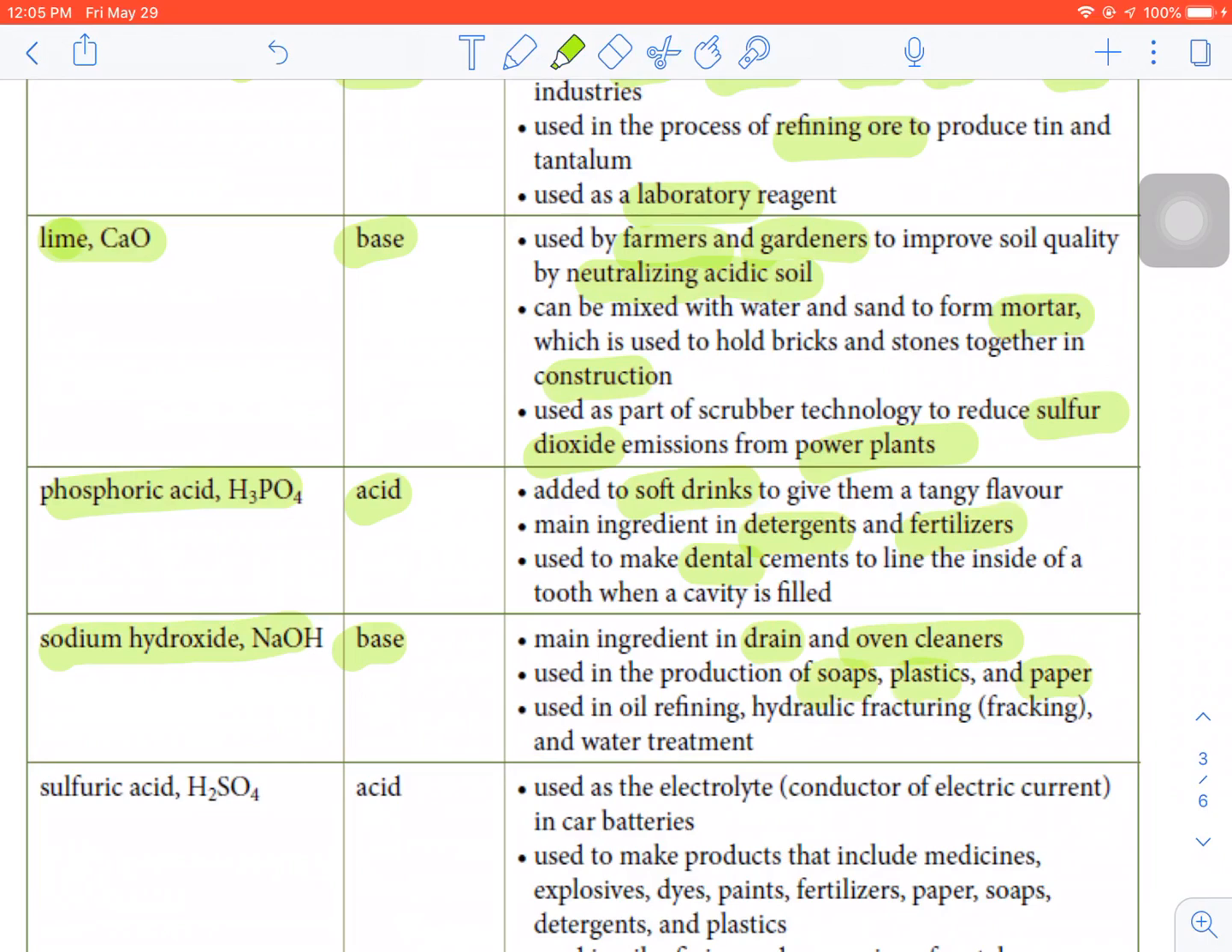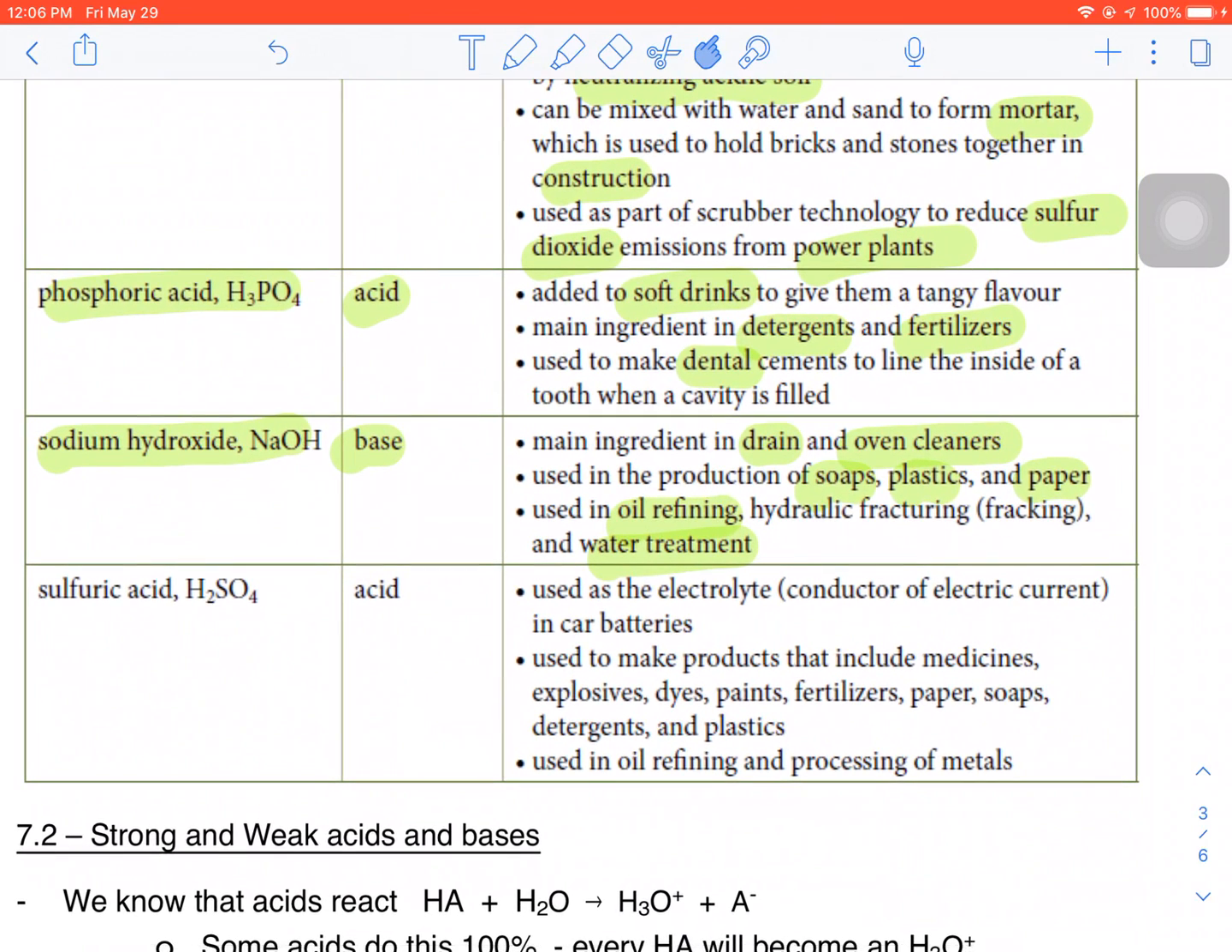And then also it's used in oil refineries. It's used in, we haven't talked about fracking, I'm not going to, and the treatment of water. All right, and then the last one on our list there is sulfuric acid.